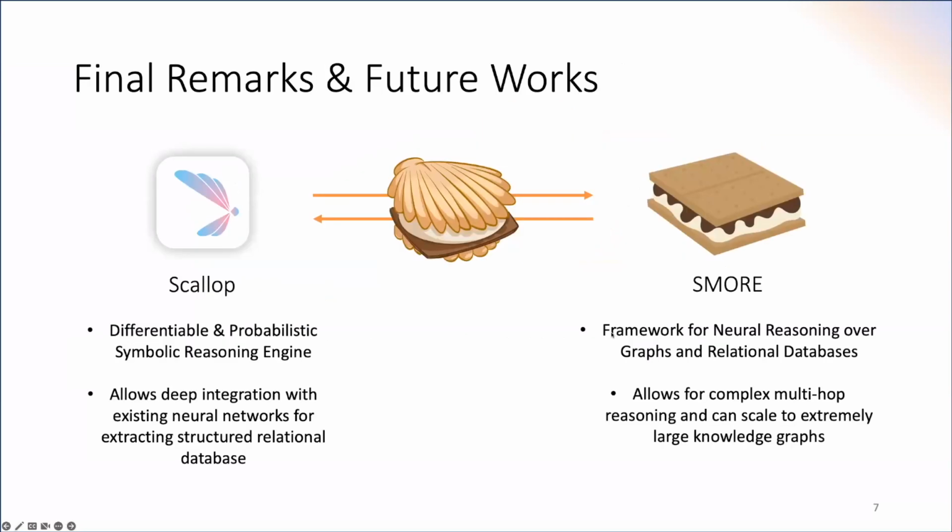Then as a final remark and future works, in this tutorial, we present 2 frameworks. One is Scallop, a differentiable probabilistic symbolic reasoning engine, and it allows deep integration with existing neural networks for extracting structured relational databases from unstructured input. I've also proposed Smore, which is a framework for neural reasoning over graphs and relational databases, and it allows for complex multi-hop reasoning, and it can easily scale to extremely large knowledge graphs.